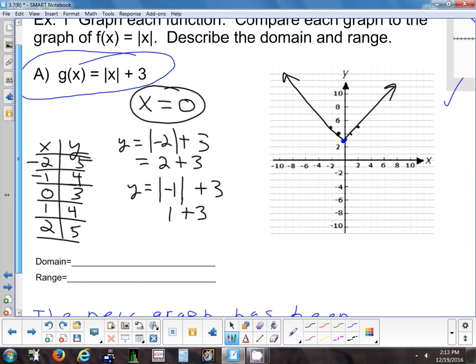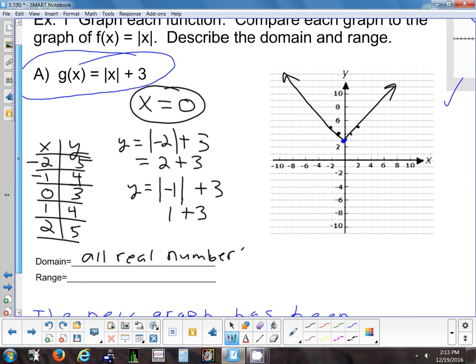Well, Emma, what's my domain? It's the same as everyone we've done so far. Yeah, this domain is going to go to the left and to the right forever. So all real numbers. You shouldn't even think about it when they ask you domain. It's always the same for this type of graph.